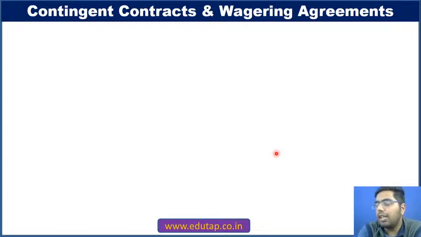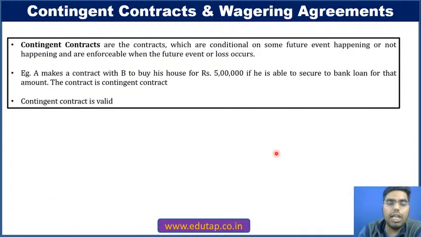Now, two types of contracts: contingent contracts and wagering agreements. Contingent contracts are contracts which are conditional on some future event happening or not happening, and are enforceable when the future event occurs. Example: A makes a contract with B to buy his house for rupees 5 lakh if he is able to secure a bank loan for that amount. The contract is a contingent contract. Contingent contracts are always valid.